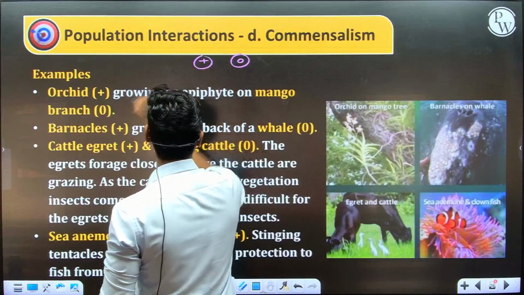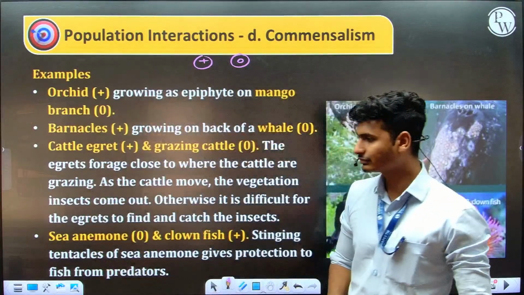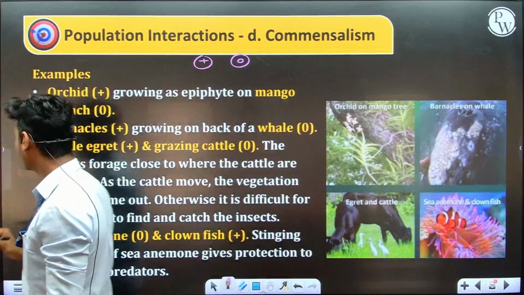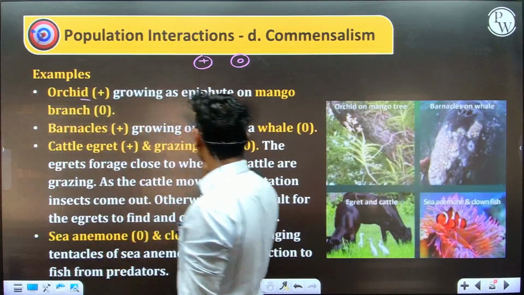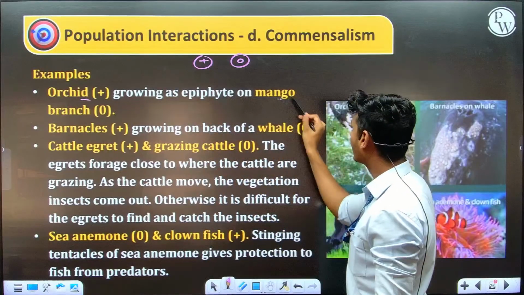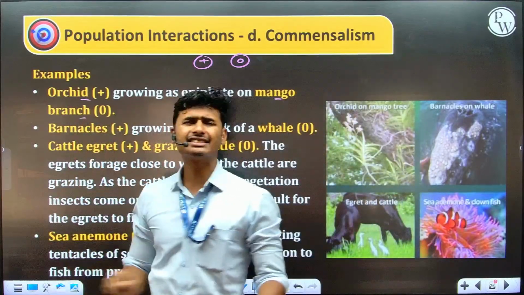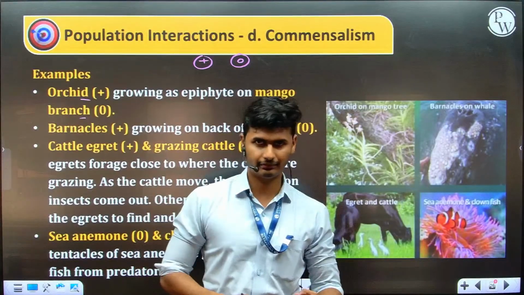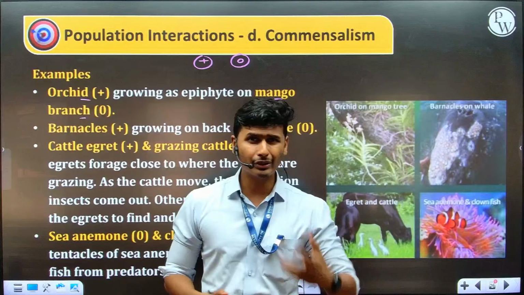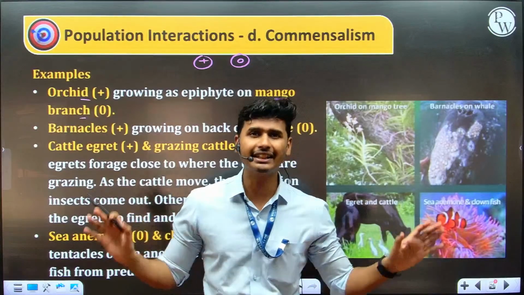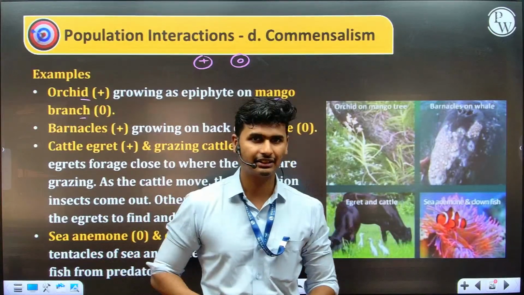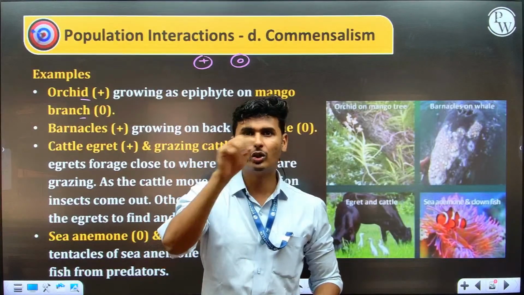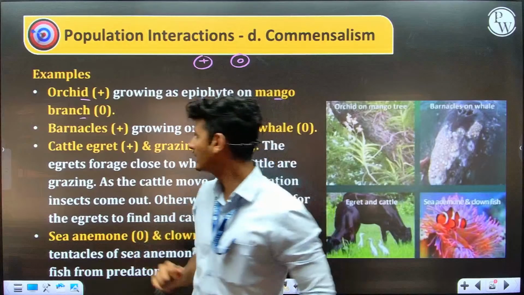The examples of commensalism: the first example is an orchid growing as an epiphyte on a mango. If orchids are growing on the mango, it means the orchid gets shelter. What is the mango tree getting from the orchid? Nothing. Zero. Neutral. So orchid plus, mango zero.